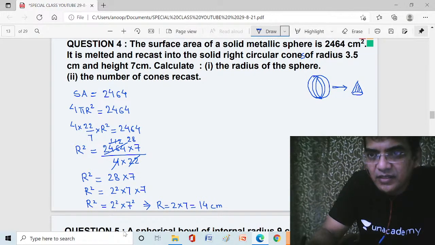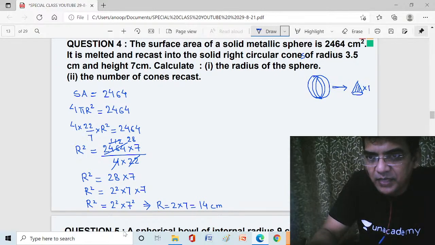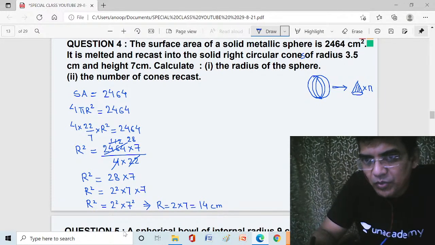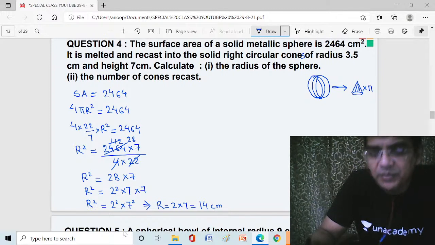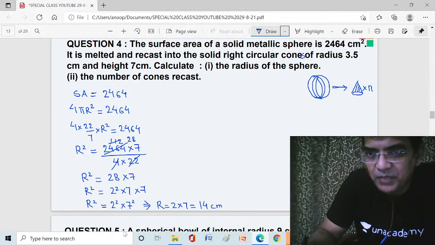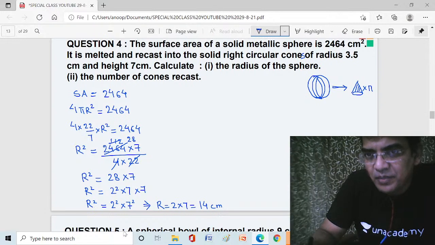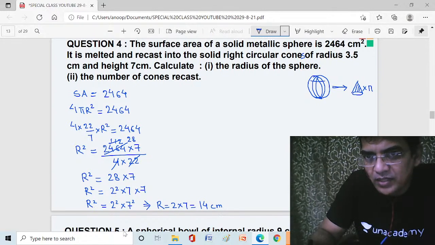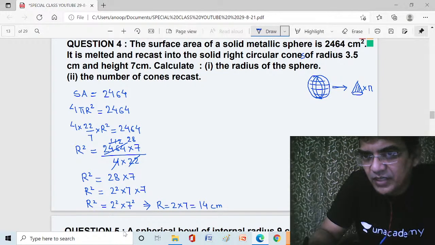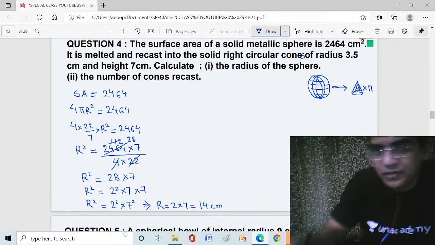So let us consider the number of cones be n. So I multiply this side by n, because not only one cone was made but n cones. Now what this diagram represents, this diagram represents that volume of this sphere will be equal to volume of n cones, because from this solid sphere you have made these solid cones, not one cone but many cones.